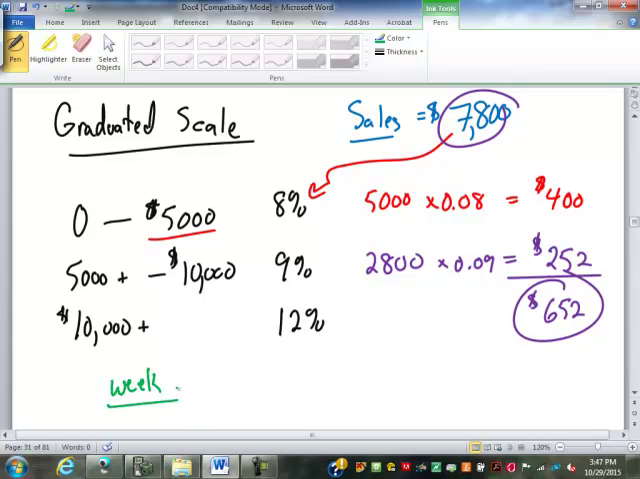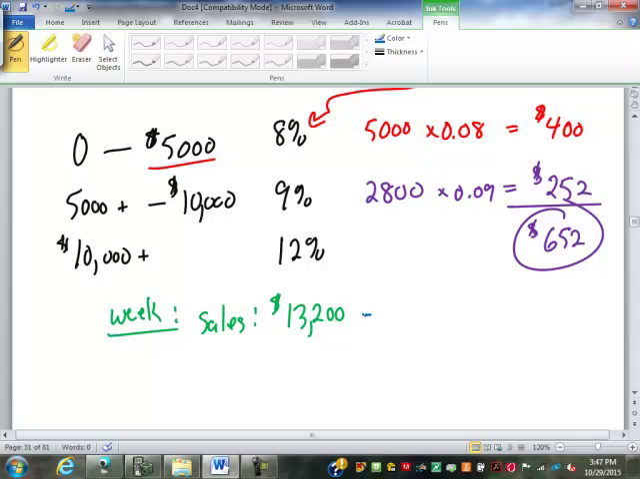What if we have a great week where the weekly sales are $13,200? So now that $13,200 is going to get split up. The first $5,000 is going at 8% again, 0.08. That's $400.